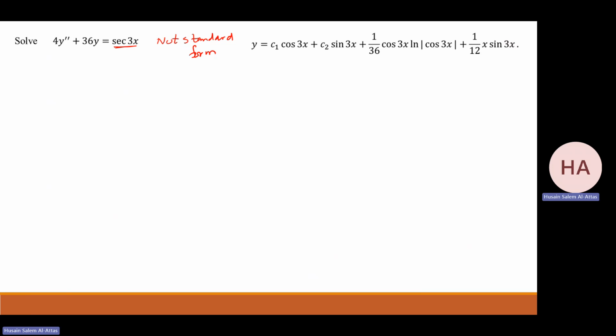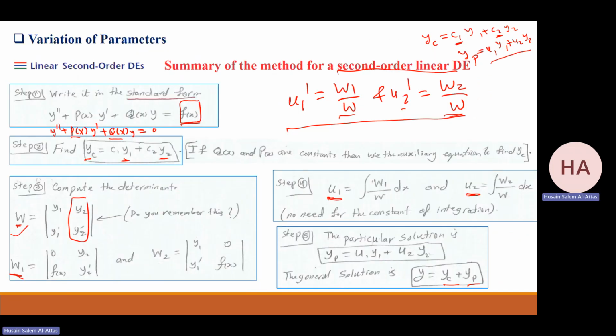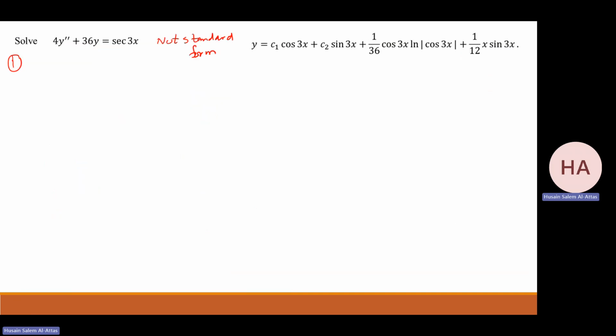Okay, this is not the standard form. My first step, standard form. This is 4, this is the 5th. Just to make it, yeah, this is my step 5. Okay. Standard form: we divide by 4. So you have y double prime plus 9y equals 1 over 4 secant 3x. This is my first step. So what is my f of x? It is 1 over 4 secant 3x. That will be my f of x.